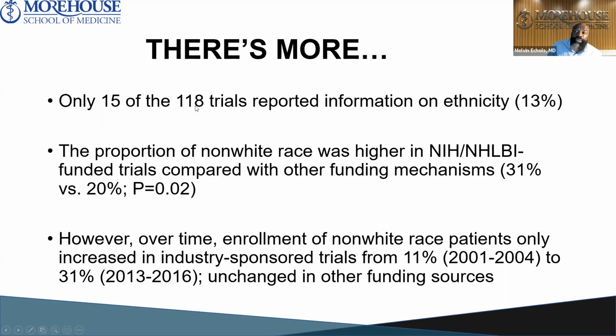Only 15 of the 118 trials actually had information on ethnicity, which is mind blowing. The proportion of non-white race was higher in the NIH and NHLBI trials, more than any other funding mechanism. So 31 versus 20%. And so again, as I said, the NIH has long ago put out statements that said, you have to actually tell us why you're not enrolling underrepresented populations if you want this grant money. However, over time, enrollment for non-white race patients only increased in the industry-sponsored trials from 11% to 31%.